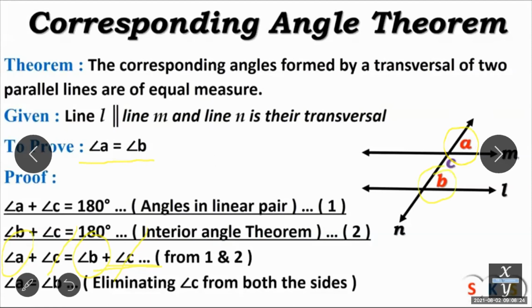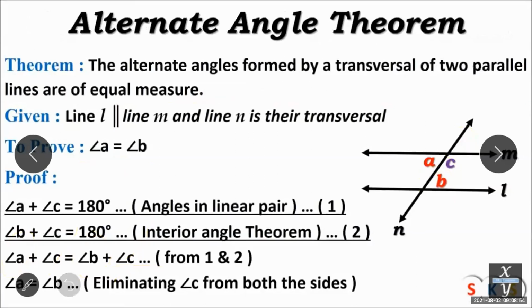And as we got that those are equal, that means corresponding angles are of equal measure. That's proved. Okay, understood? Now we will see the next easy theorem, that is the alternate angle theorem. The condition is here, two parallel lines with their transversal.